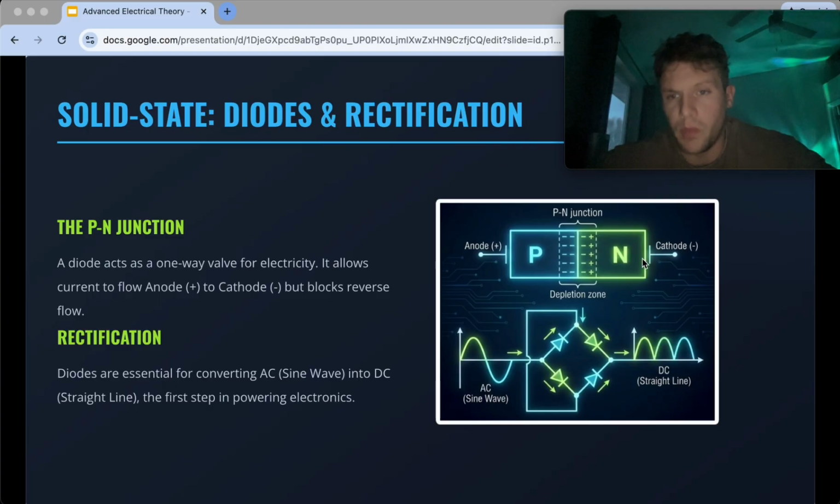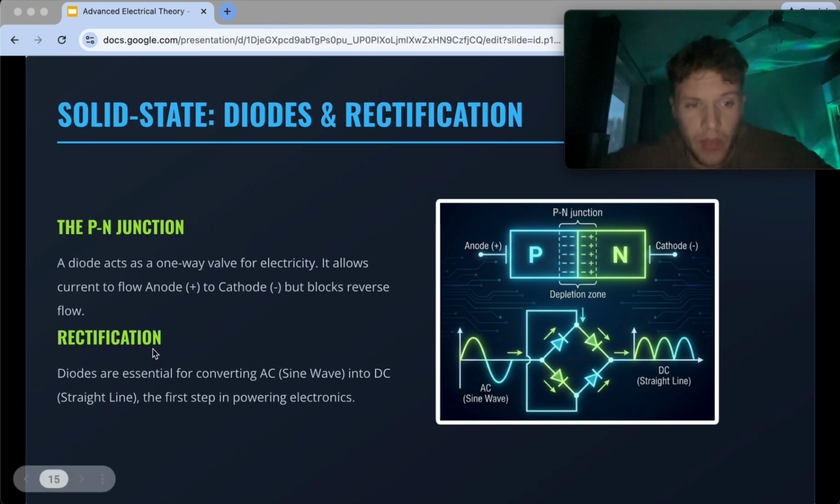So we have these two different materials. One is doped differently than the other and has holes. It allows current to flow through it, but not backwards, which is really useful for rectification. Diodes are essential for converting AC to DC in a straight line. The first step is powering electronics, right?